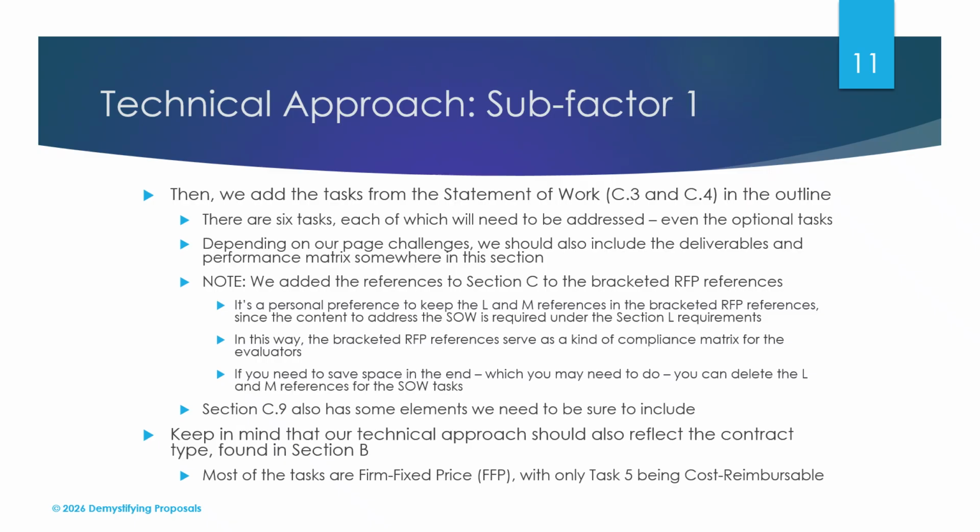And then the next thing we would do is add the tasks from the statement of work, which can be found in sections C3 and C4 of the RFP. There are 6 tasks, each of which will need to be addressed, even the optional tasks. And depending on our page challenges, we should also include the deliverables and the performance matrix somewhere in this section. And we did add the references to section C in the bracketed RFP references.